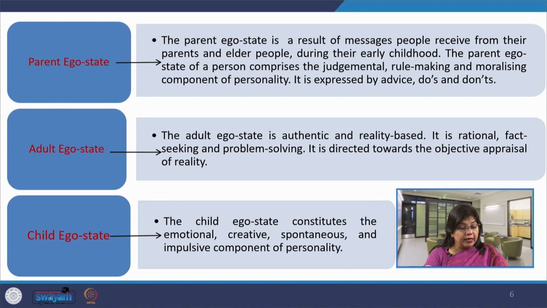And the other is child ego state. This is equivalent to id, which constitutes the emotional, creative, impulsive and spontaneous component of personality, where there is no thought process involved and only the action, which can be irrational, but most of the time it is creative also and impulsive. So, it is all related to id, ego and superego, but how these concepts of parent, adult and child ego state influence future communications backed by childhood experiences, that is more important to understand.